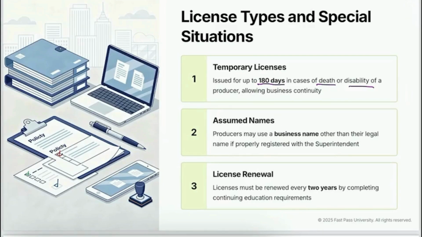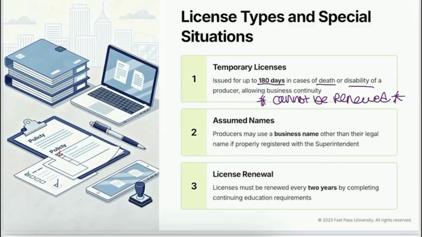They cannot be renewed. They're giving you 6 months to grieve and adjust and make changes and keep the business flowing. But yeah, within that 6 months, within that 180 days, either that person needs to become licensed themselves or appoint somebody that is.